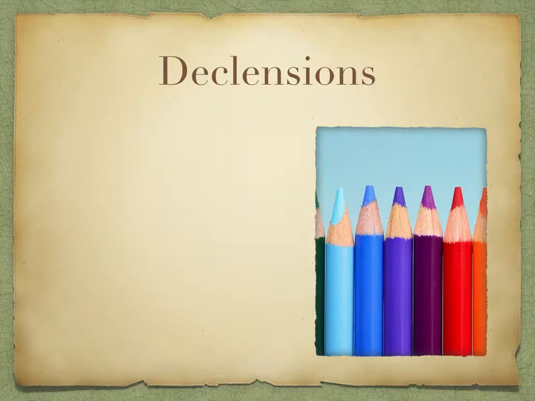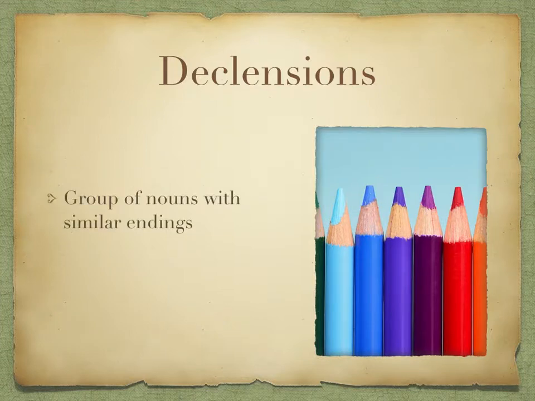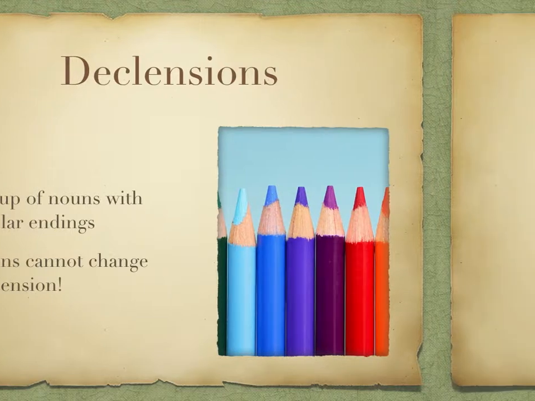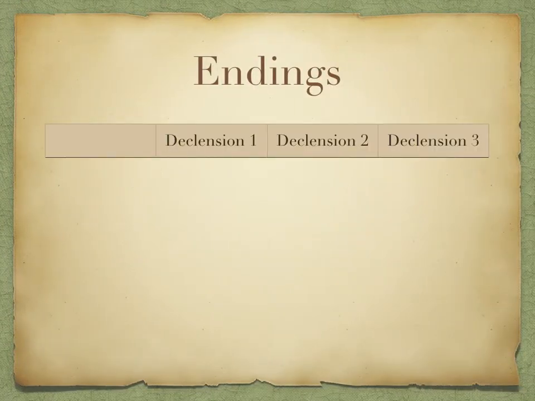Another important word you need to remember is declensions. A declension is basically just a fancy word for a noun group, and nouns come in a declension depending on their endings. They cannot change their declension. It's the group that they belong to, and while they'll change their case and their number, they're not going to change their declension.